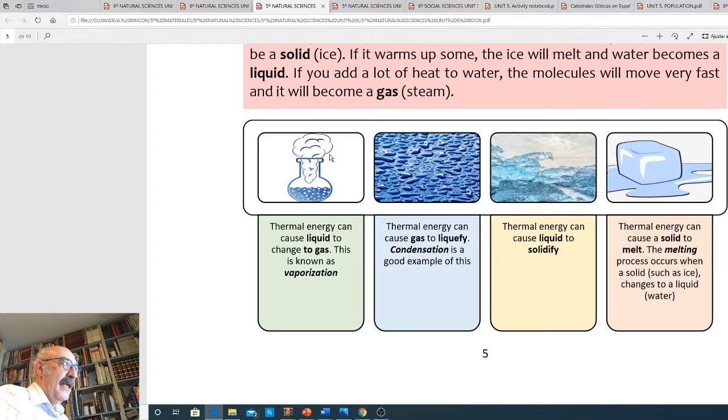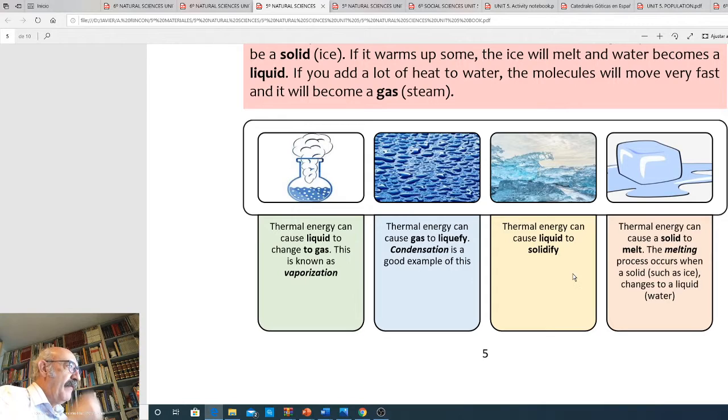Okay, let's move on. Thermal energy can cause gas to liquefy, and this is called condensation. Condensation is the effect, for example, of the rain. You have water in the form of vapor, and it condenses, and finally it rains. It's the same water turning from gas to liquid.